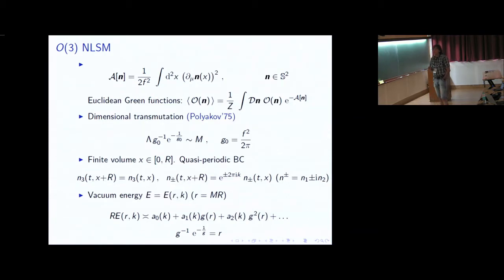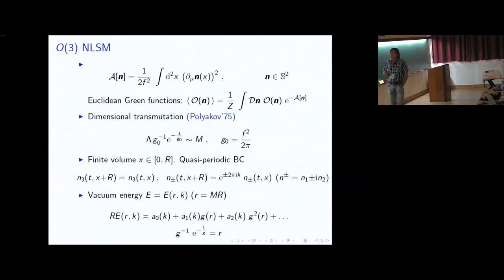The subjects of our interest in the quantum field theory are, for example, Euclidean Green functions, so path integrals of this form, with any insertion, local or nonlocal, whatever you want, which is a functional of the field n. It was observed a long time ago that the theory possesses many interesting features which are very similar to the properties of gauge theory in four dimensions. In particular, it possesses the phenomena of dimensional transmutation and asymptotic freedom.